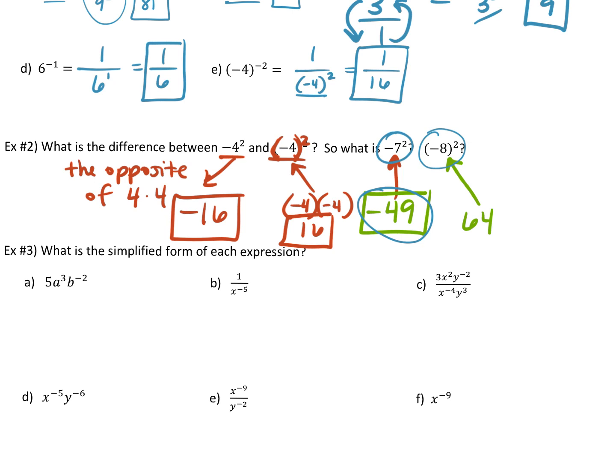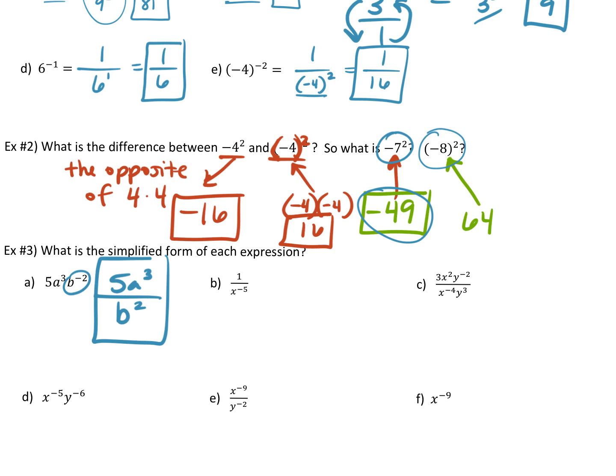Okay, so take a look at letter A here. This is 5a to the third b to the negative second. One of those things has to change. Which one? We don't ever want negative exponents, right? How do I make this not have a negative exponent? Move it down, right? So 5a to the third is fine there, but this is going to be b to what power? The second power. Yeah. So we're moving it down and making it positive. And that's the answer.